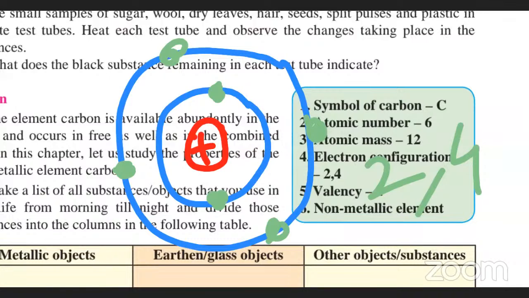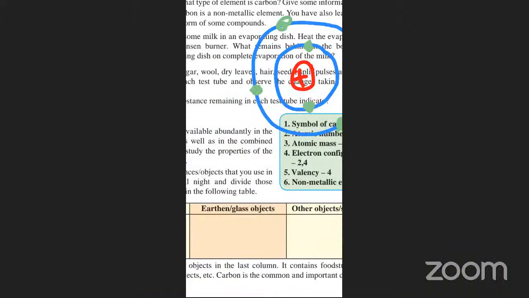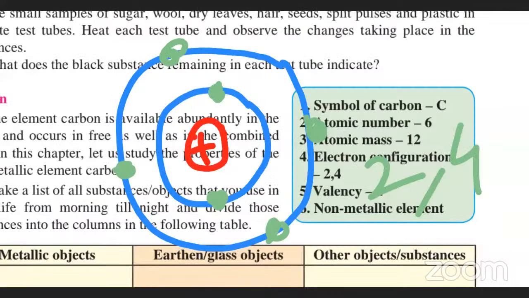Okay, so what is valency? Valency is the number of electrons in the outermost shell. In the outermost shell, how many electrons are present? There are 4 electrons present in the outermost shell. So the valency of the carbon atom is 4. And again, we have also studied in one chapter what metals and non-metals are. So this is a non-metallic element.